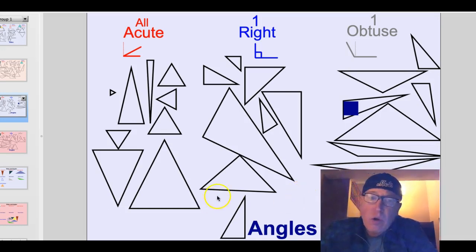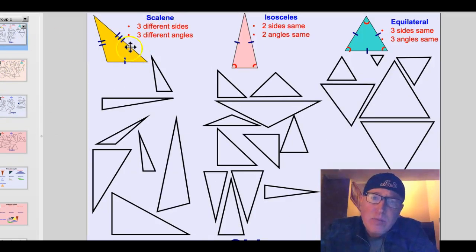Okay? So, let's review what we've done so far. You can classify triangles by their sides. Some triangles have three different sides, all different lengths. Some triangles have two sides that are the same. Some triangles have three sides that are the same. Okay? Review these terms.